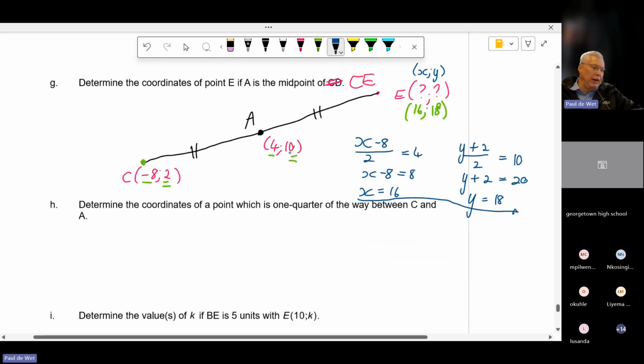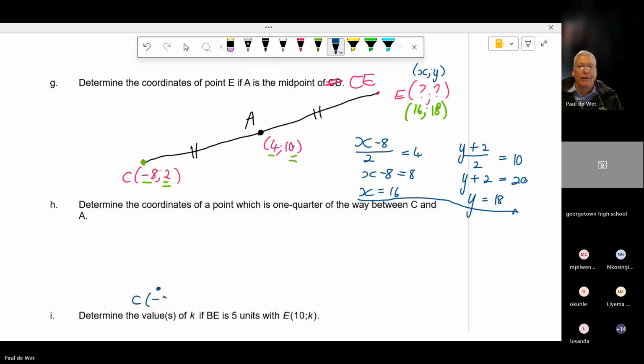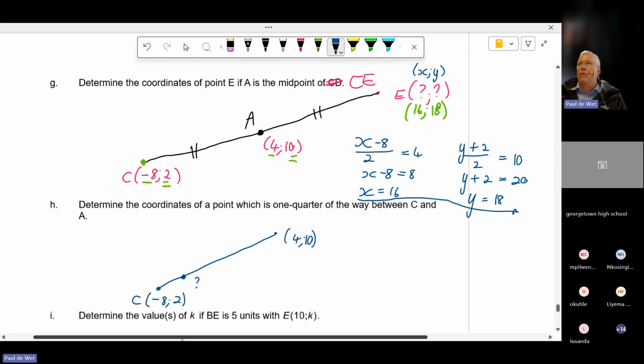All right, we're not going to have time to do all these questions. I want to do question H, all right? Because 1/4 of the way between C and A. Here's C. -8, 2. And here's A. 4, 10. And I want to go 1/4 of the way. All right, in other words, that's about half. So I want to find this point over here. It's 1/4 of the way.